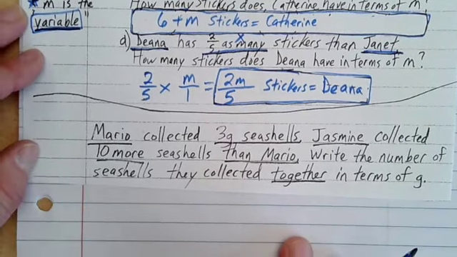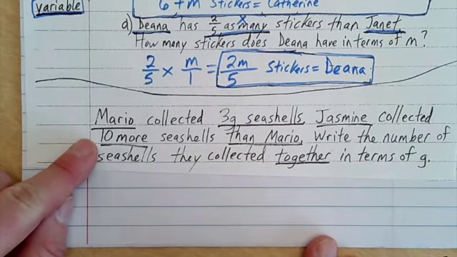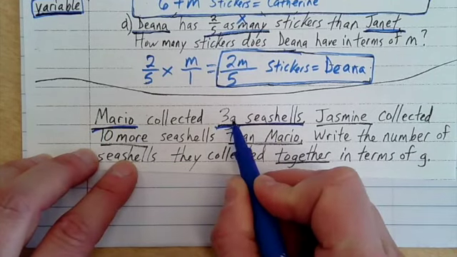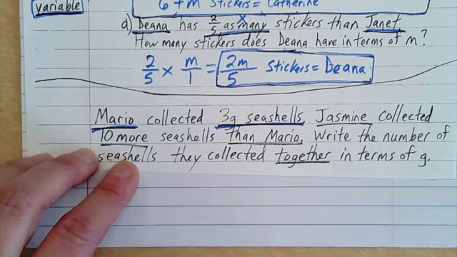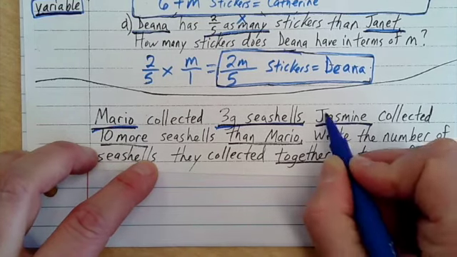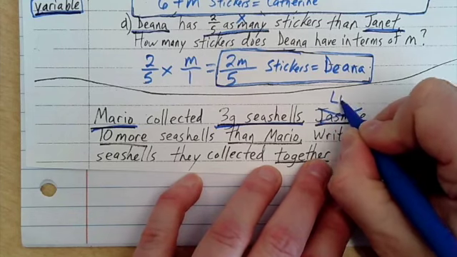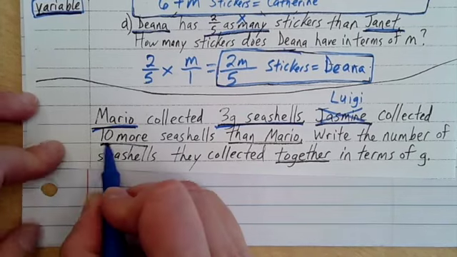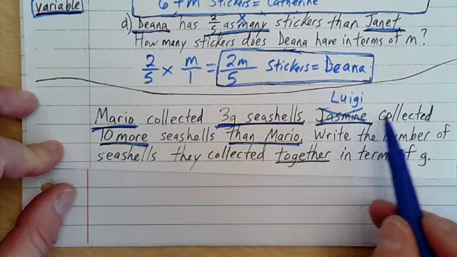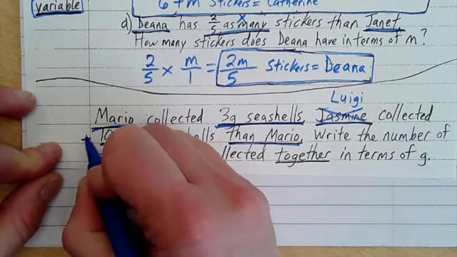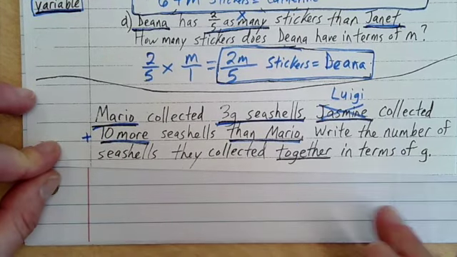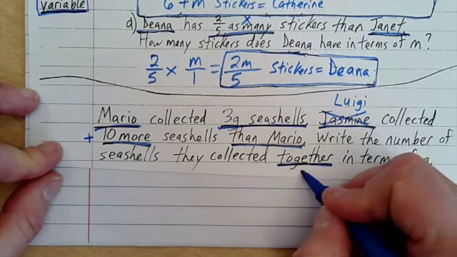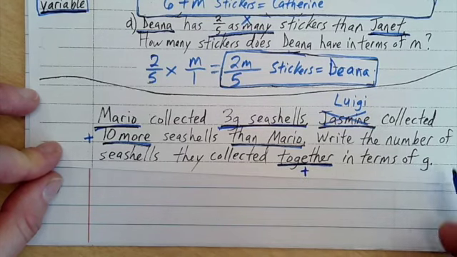So the next clue we have: Mario collected 3G seashells. So that's important. Mario collected 3G seashells. So there's our variable, 3G. So this is going to be in terms of G. Jasmine, which in years past I've crossed this off and said, how about we use Mario and Luigi, collected 10 more seashells than Mario. So there's our keywords. Luigi collected 10 more. Remember, 10 more means to add, so that's a keyword. Then: could you write the number of seashells they collected together? That's another word that tells us we're adding, in terms of G, so we have to use G.